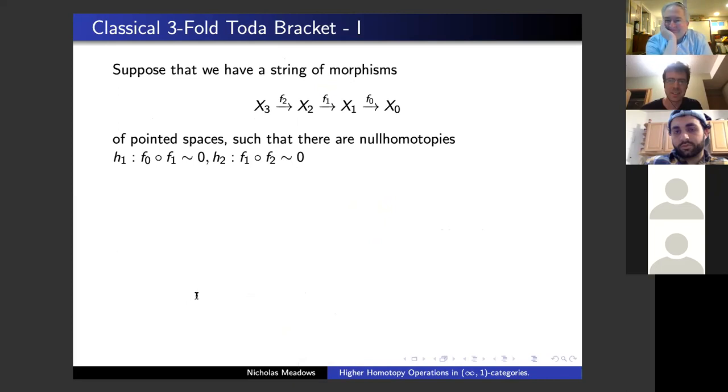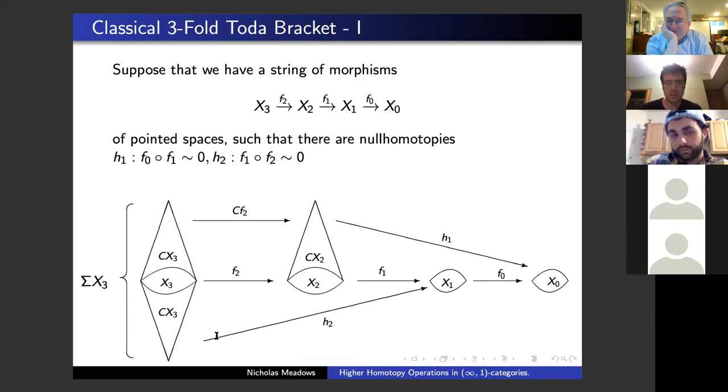So a more complicated way of producing elements in the higher homotopy groups of spheres is the classical threefold Toda bracket. Suppose that we have a string of maps of spaces such that each composite is null homotopic, so it can be contracted to a point. One way of realizing a null homotopy is as a map from the cone over the space. The null homotopy H1 is given as a map from the cone over X2 to X0.